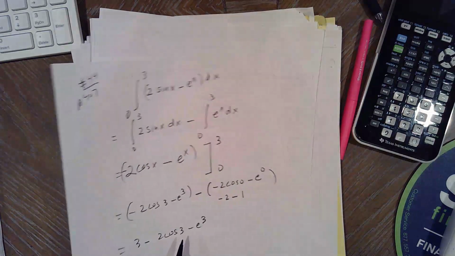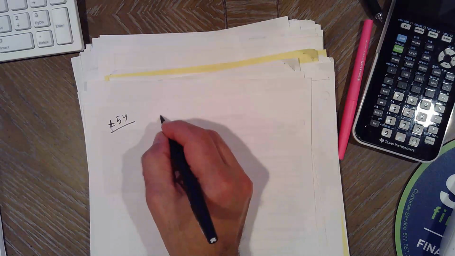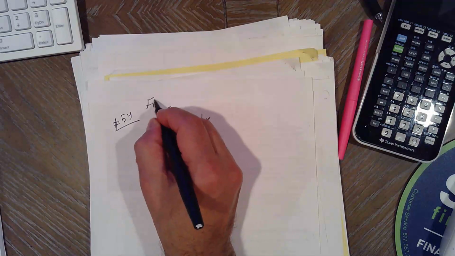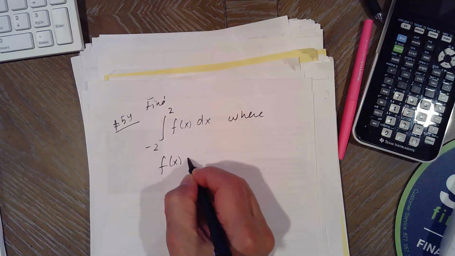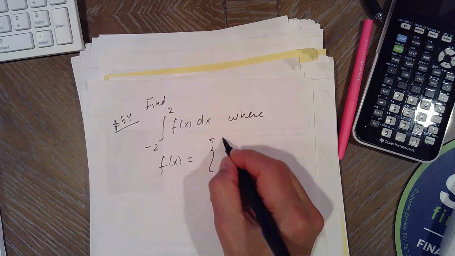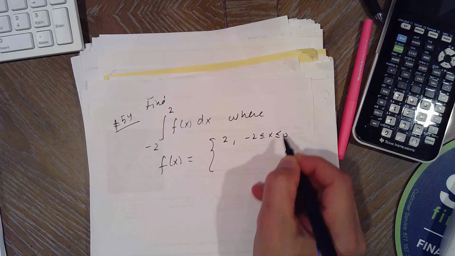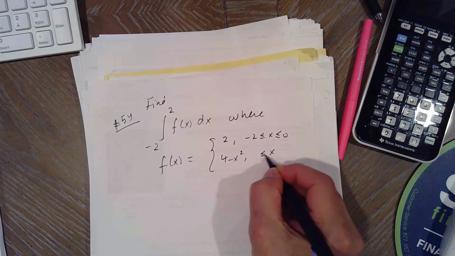Okay, so we did 44. Let's look at 54. The integral from -2 to 2 of f of x dx, where f of x equals 2 if x is between -2 and 0, and 4 minus x squared if x is between 0 and 2.